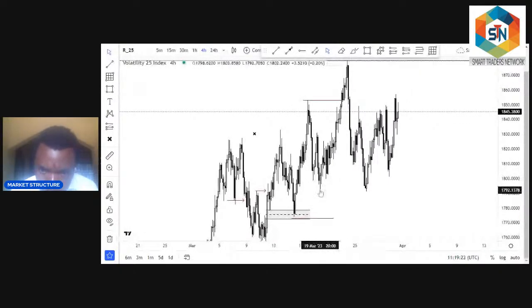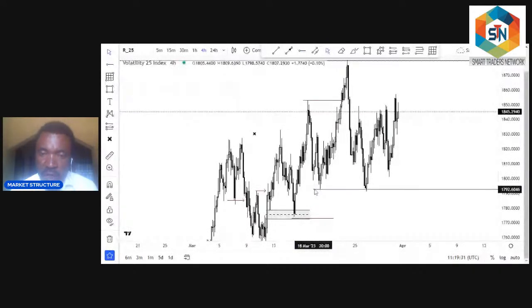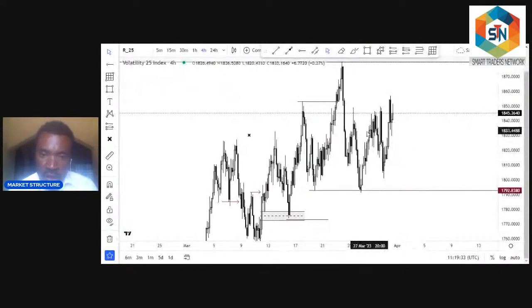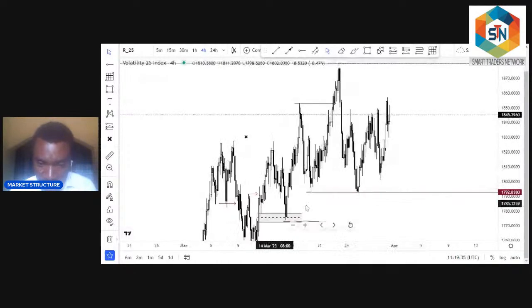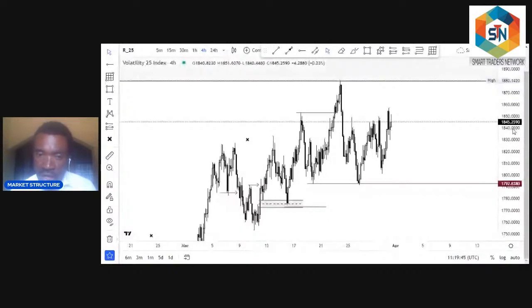Did price do that? Let me see. Okay, price came. Yeah, price wicked that away, and then price didn't come back to this place. Price just came. There should be an imbalance here that this wick came into, and price went up. Immediately I saw this break of structure. I saw this break of structure.